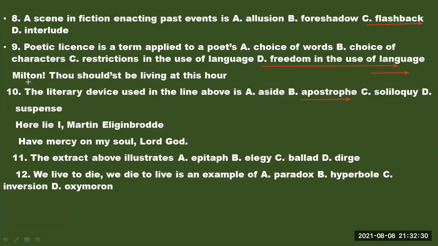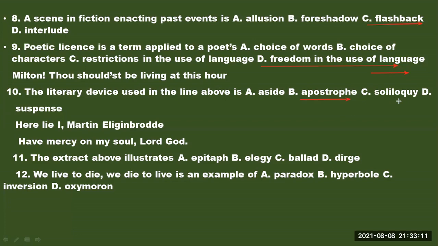Obviously Milton is probably somebody who is dead, and this is probably at the burial or the funeral. Now this person is addressing Milton, who obviously has passed on, and saying, "thou shouldest be living at this hour." So you can't be talking to somebody who is there with you and be saying that the person should be living. If the person is there, then obviously you won't be making a statement like that. So this is an obvious apostrophe.